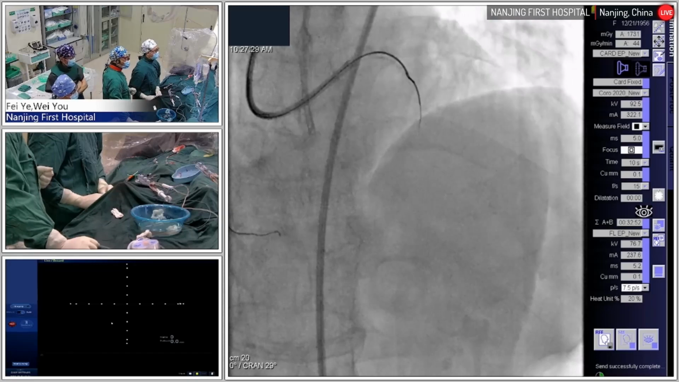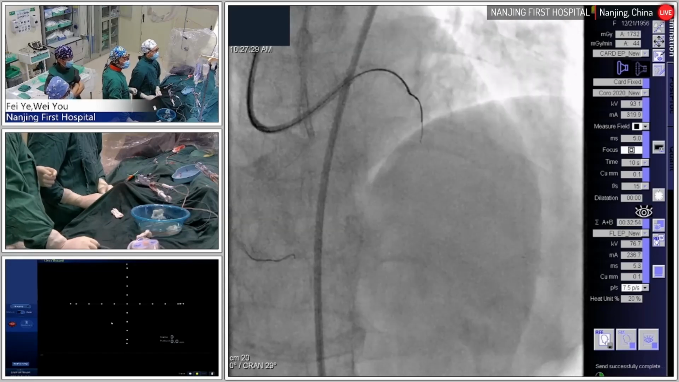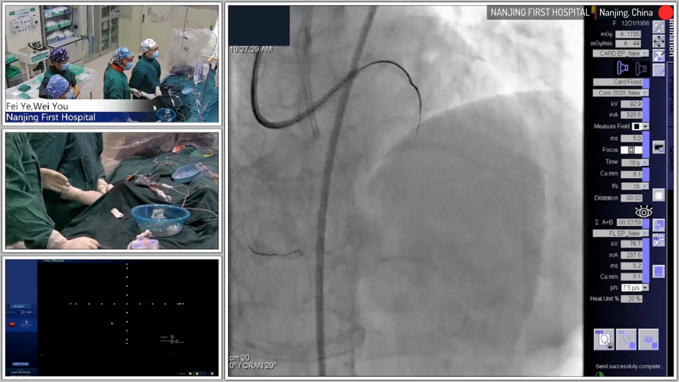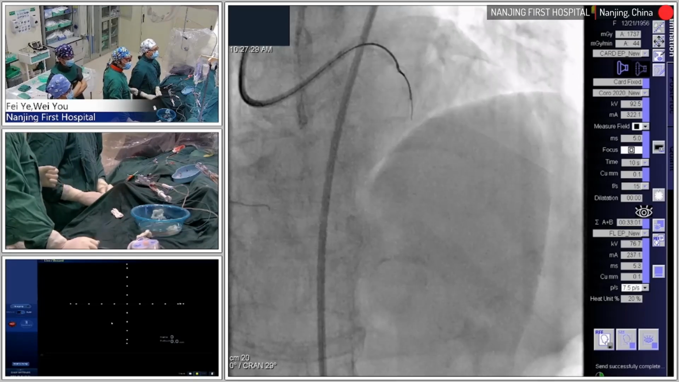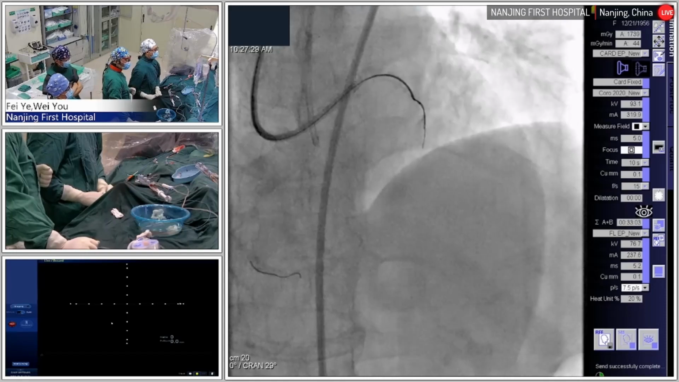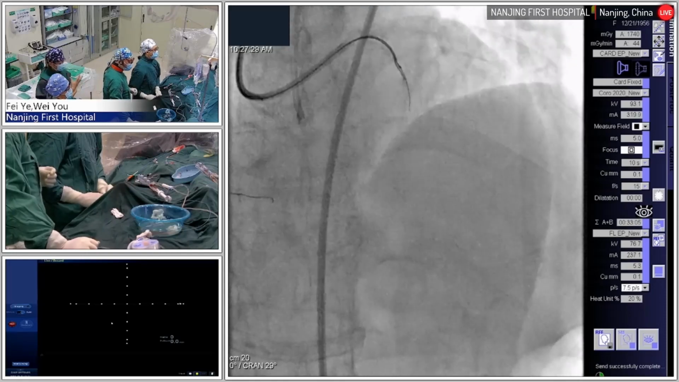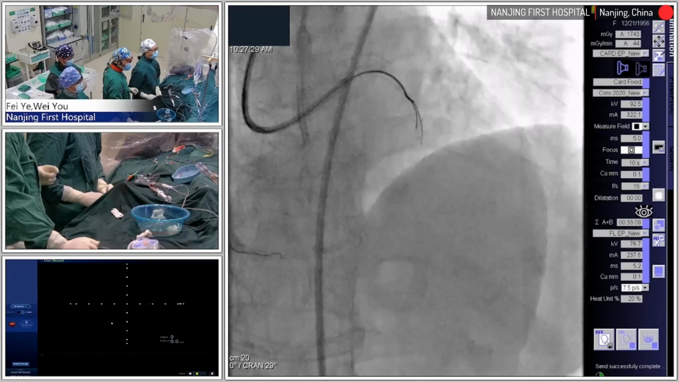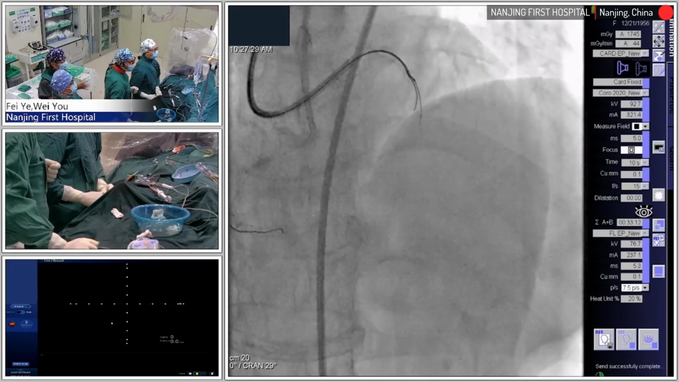We cannot see the collateral from the RCA to the LAD first, just because of the severe stenosis from the proximal part to the distal part of the RCA. If we open the RCA first, we can see a collateral. That's the good chance for retrograde wire, or not for this case.